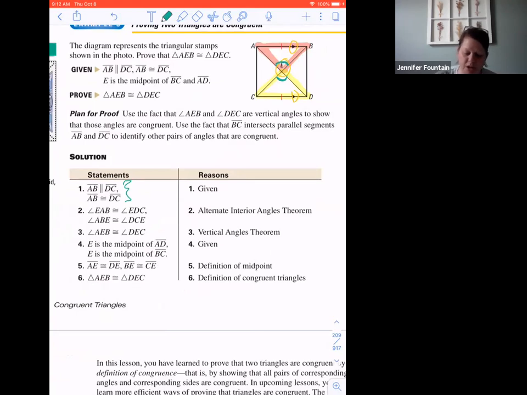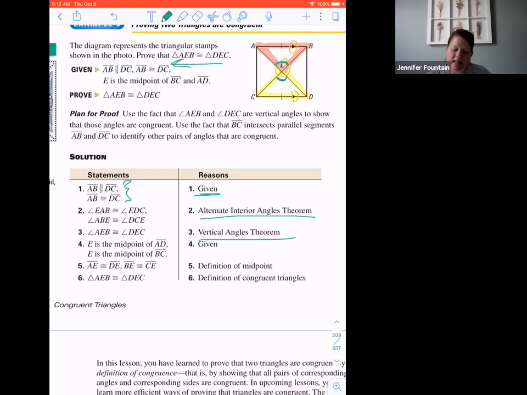Now, one of the things I want you to notice is they only started with the first point of the given. They didn't tell us yet that E was the midpoint of BC and AD. They are holding off on that. So basically they started with my parallels, and because they're parallel, they're congruent. So then they said angle EAB is congruent to angle EDC, and angle ABE is congruent to angle DCE, and this is our alternate interior angles theorem. Then they said that angle AEB is congruent to angle DEC, and that was our vertical angles theorem.